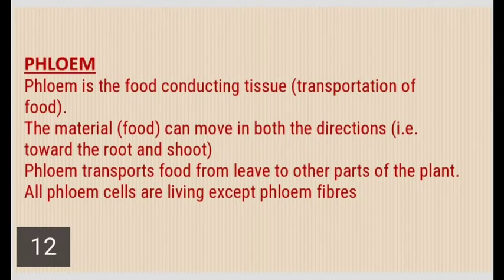Second type of complex permanent tissue, phloem. Phloem is a food conducting tissue. That means it helps in transportation of food. The materials, that is food, can move in both the directions, that is towards the root and shoot. Phloem transports food from leaves to other parts of the plant. All phloem cells are living except phloem fibers.